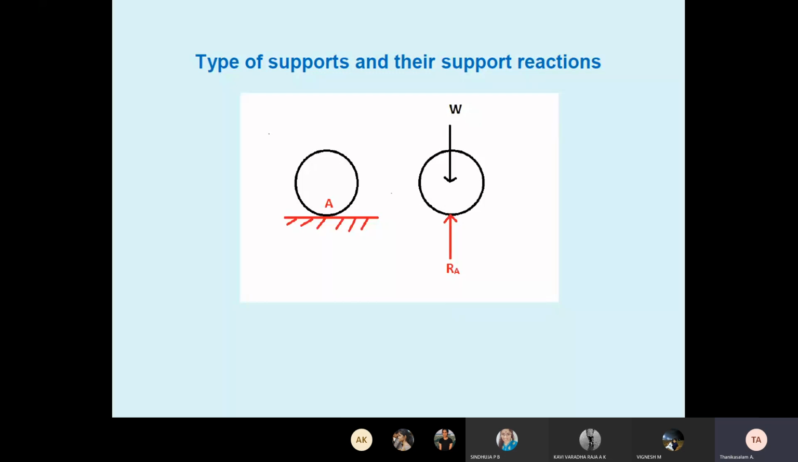There are different types of supports. What are the different types of supports? This is one of the supports. This is a simple support, just resting. See, the ball is just in contact, just touched. That's a reaction, only one reaction, RA. R means reaction, so at A.